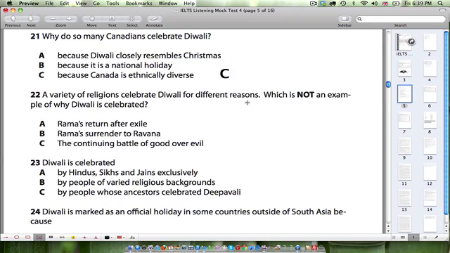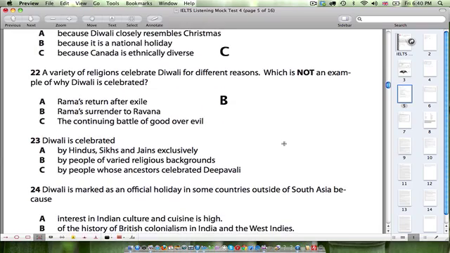A variety of religions celebrate Diwali for different reasons, which is not an example of why Diwali is celebrated. Now, they talk about Rama's return after exile. They talk about, I can't remember exactly what they said, something about light over darkness, good over evil. The reason that doesn't fit, or that they didn't talk about, was Rama's surrender to Ravana. So remember, the word "not" here is in bold and it's caps. Rama's surrender to Ravana is an example of why Diwali is not celebrated.